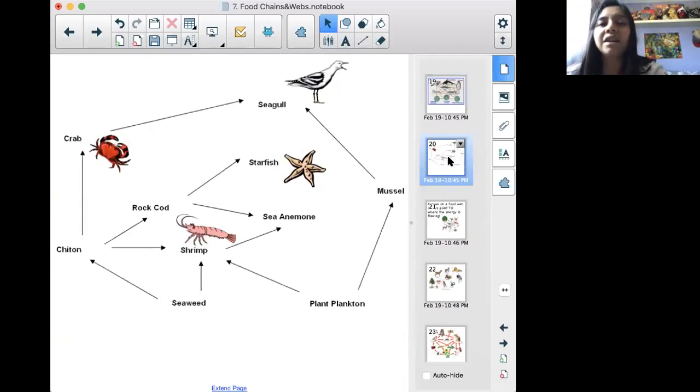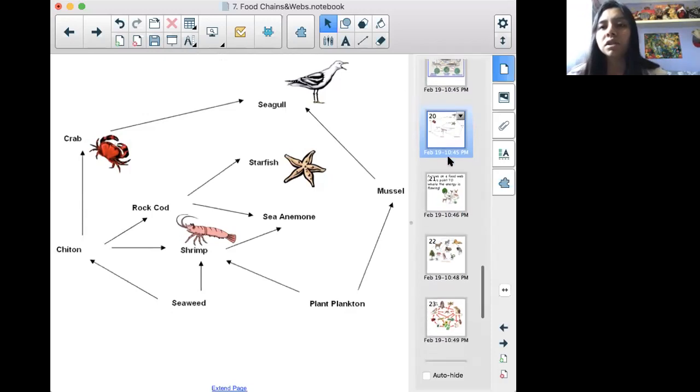And here is the one ecosystem that you might be most familiar with because it's the intertidal zone. We got the starfish, we got seagulls, crabs, shrimp, and mussels, plankton, all that good stuff, and just take a look at how they interact. So if you want to take a closer look, you can pause the video.